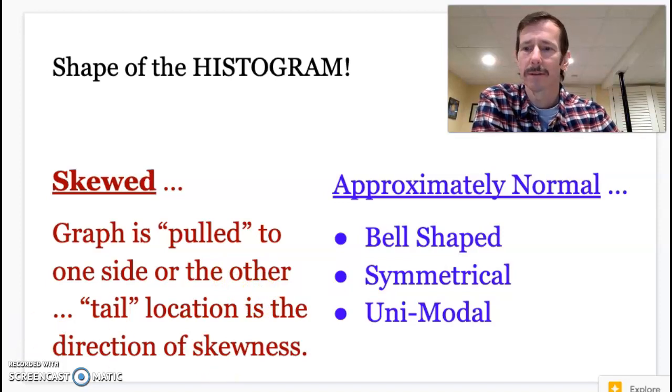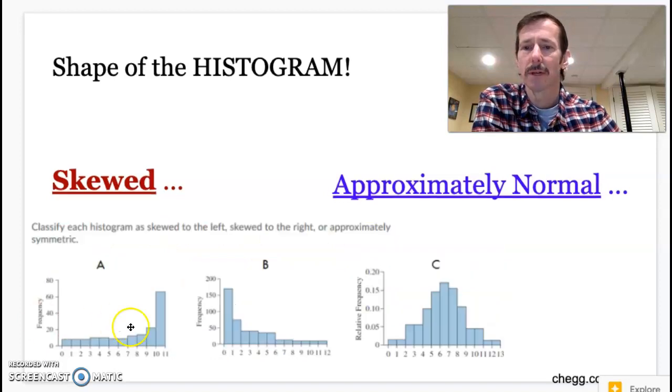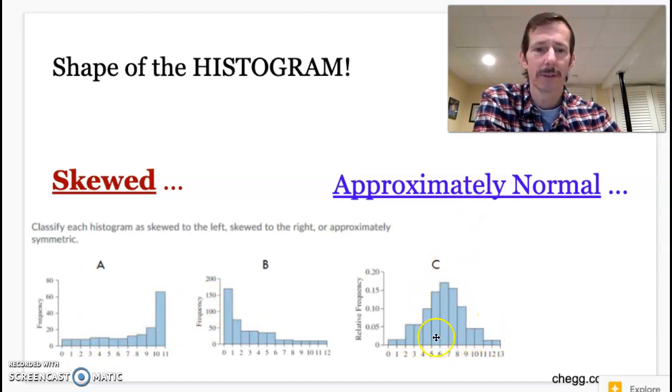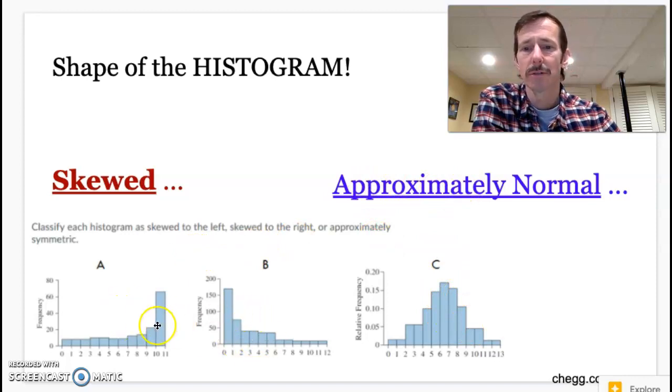Trying to get my screen to move. There we go. All right, so these two are both skewed, and this one would be considered approximately normal. Now this one is not exactly balanced, but it's very close to being balanced, and that's why the word approximately is important in there. And these are both skewed, and then the tail, this is your tail. It levels off over here like the tail on a dinosaur, gets smaller and smaller as it goes to the ground. So this tail is over here on the left side of the graph, so this would be skewed to the left. This one has a tail going down here to the right, so this would be skewed to the right.